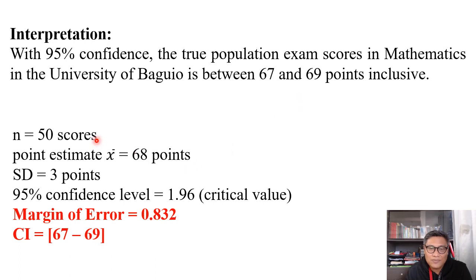Basing only from the sample of 50 with a mean score of 68, we can now estimate the mean exam scores of all students who enrolled in mathematics in University of Baguio. And it makes our computations and gathering of data easier because we are not going to take all the necessary scores.